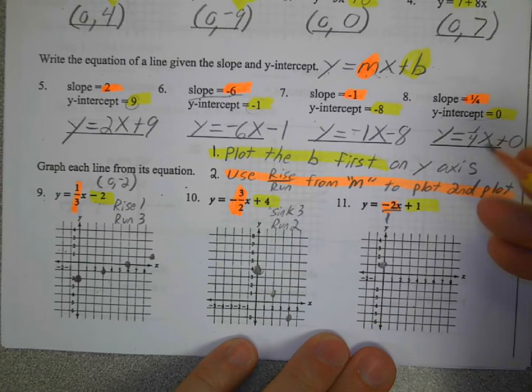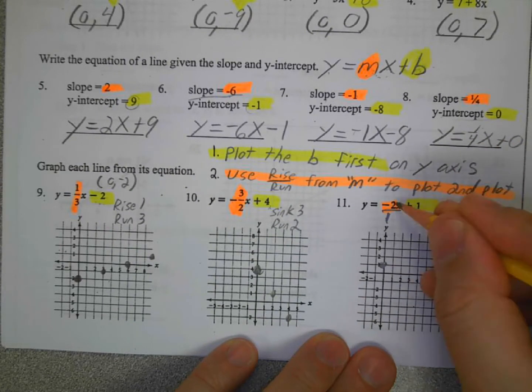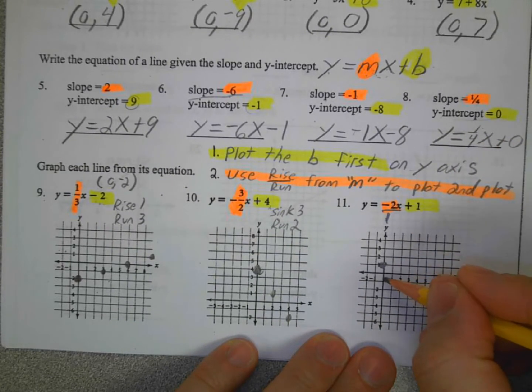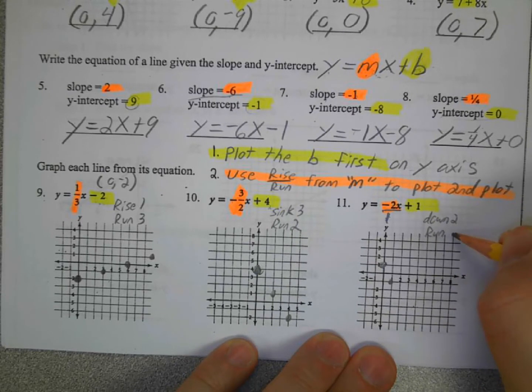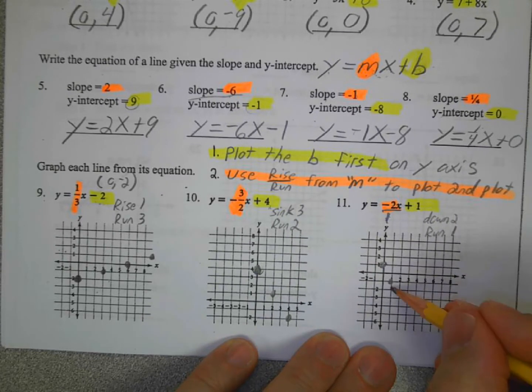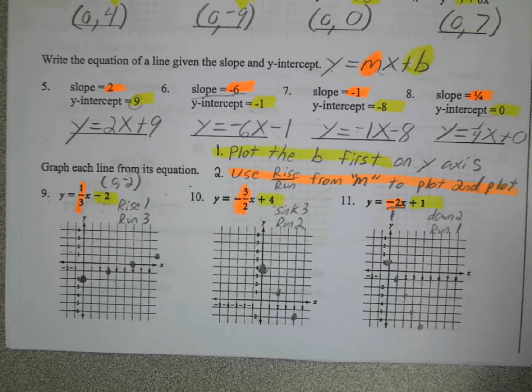So now that's going to help me with my slope. So I got my 1 plotted, and I can go down 2, 1, 2, run over 1. See how putting the 1 under it helps me with my run? Down 2. So we're going down 2, and we're going to run to the right, 1. Down 2, over 1. Down 2, over 1. All right, great.